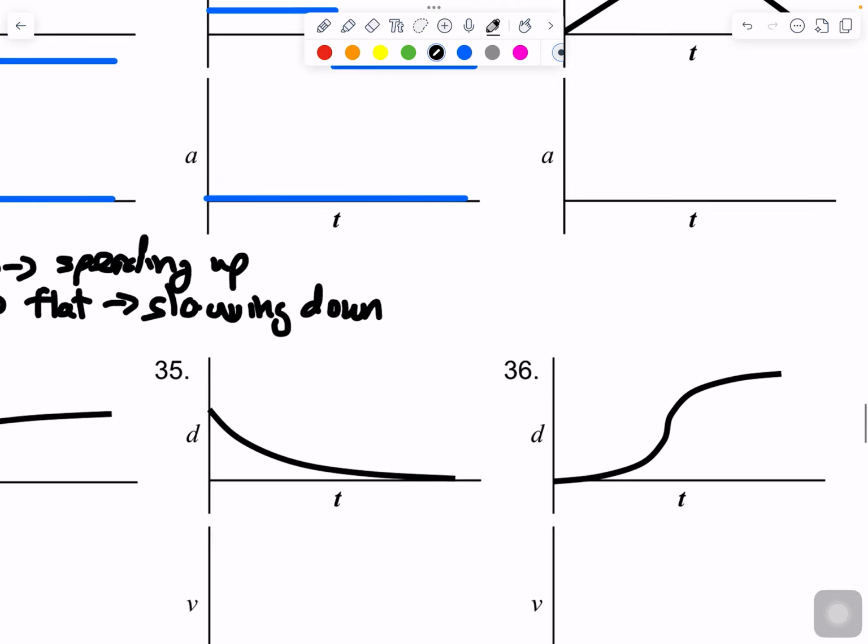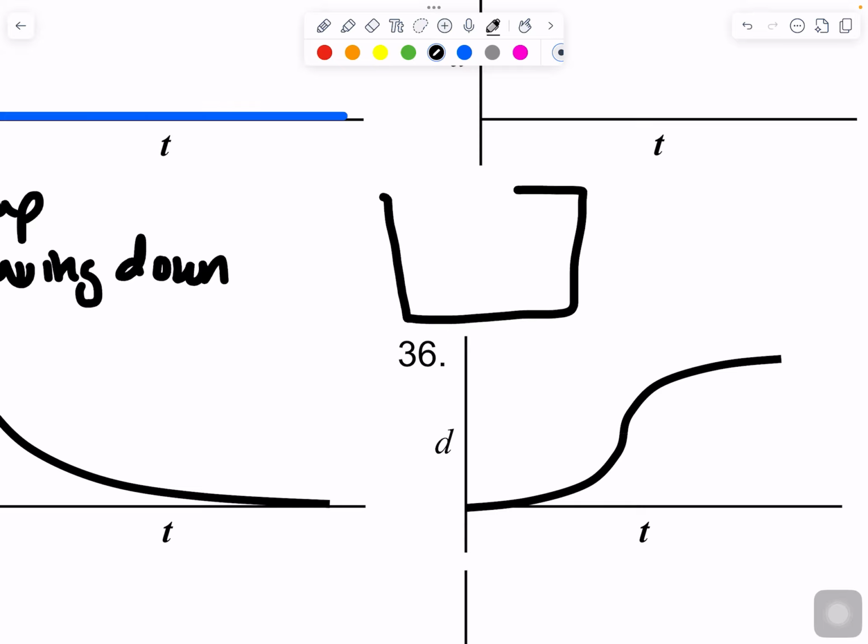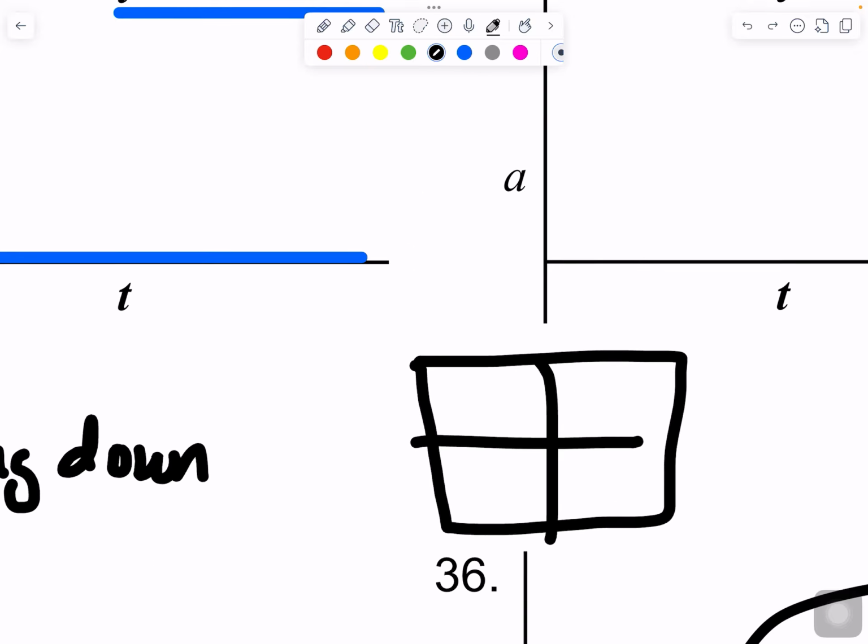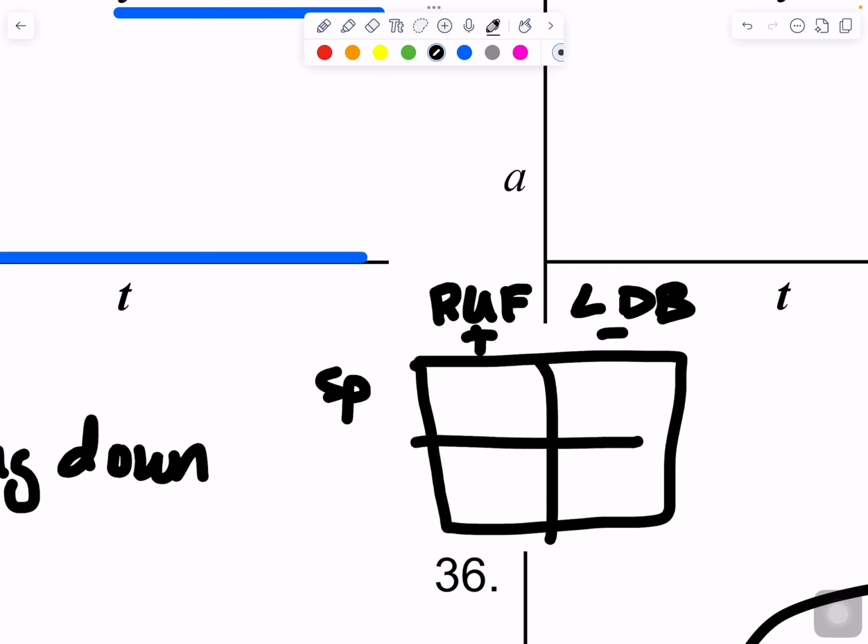Now, the thing about acceleration is it requires a couple things. Positive and negative direction. Positive direction would be right, up, forward. So if you're going to the right, upward or forward, that's a positive direction. If you're going to the left, down, or backward, that's a negative direction. But you're also considering speeding up and slowing down. Speeding up is a positive change in velocity. Slowing down is a negative change in velocity.